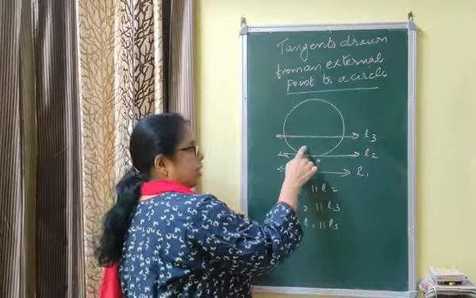L1 is the given line, L2 is the tangent, L3 is the secant, drawn so that all three are parallel to each other. This is the exercise 10.1 based on theorem number 1. Next topic is how many tangents can be drawn from an external point to a circle.